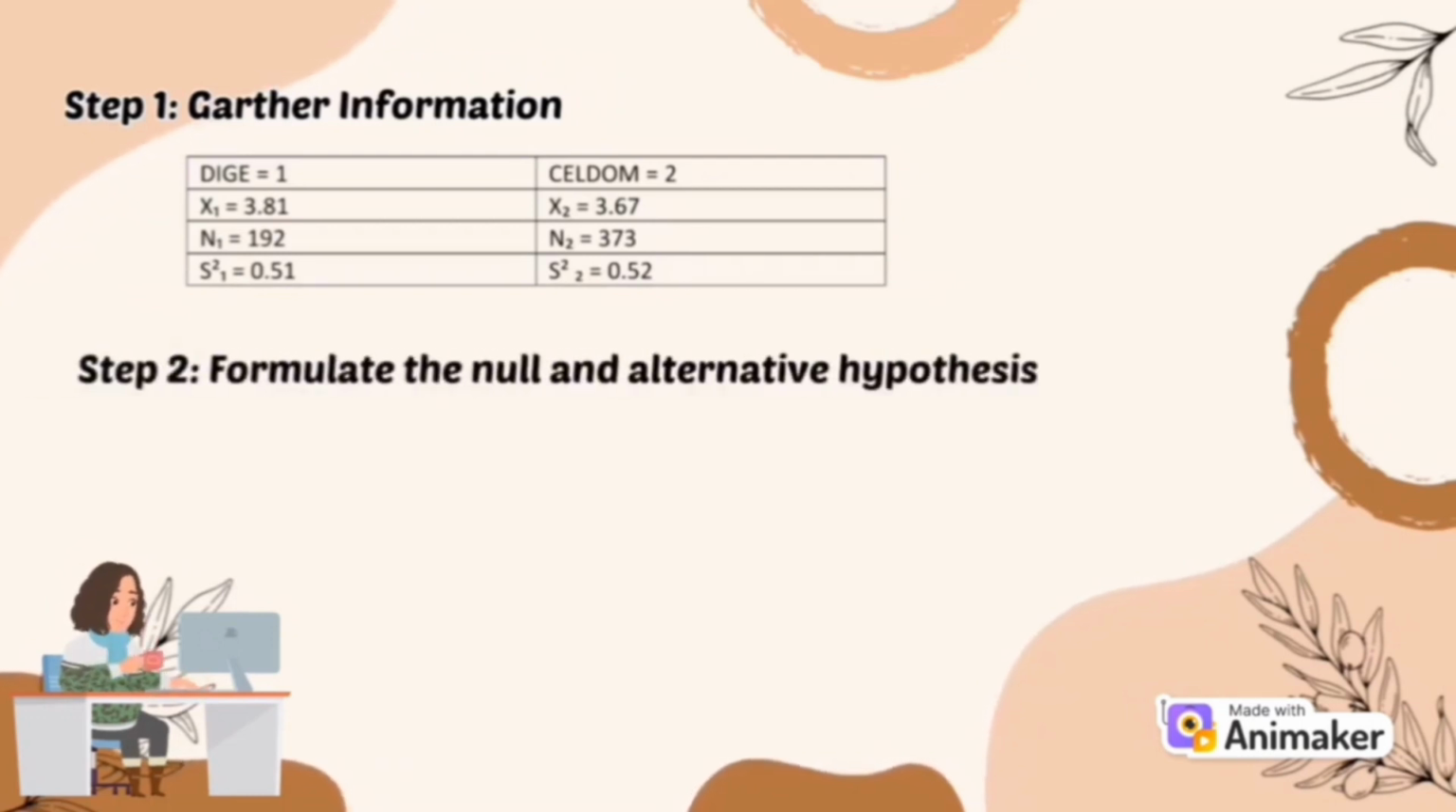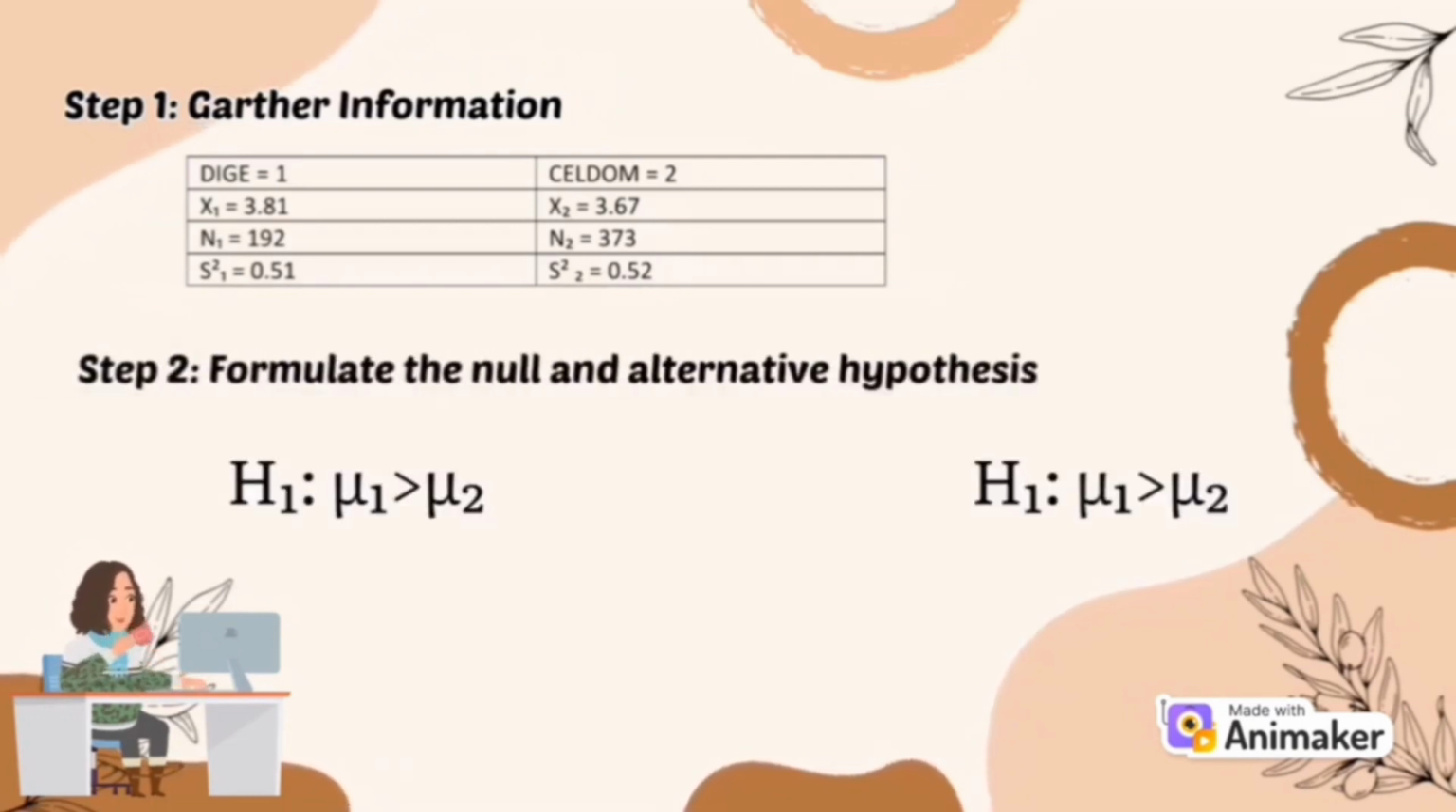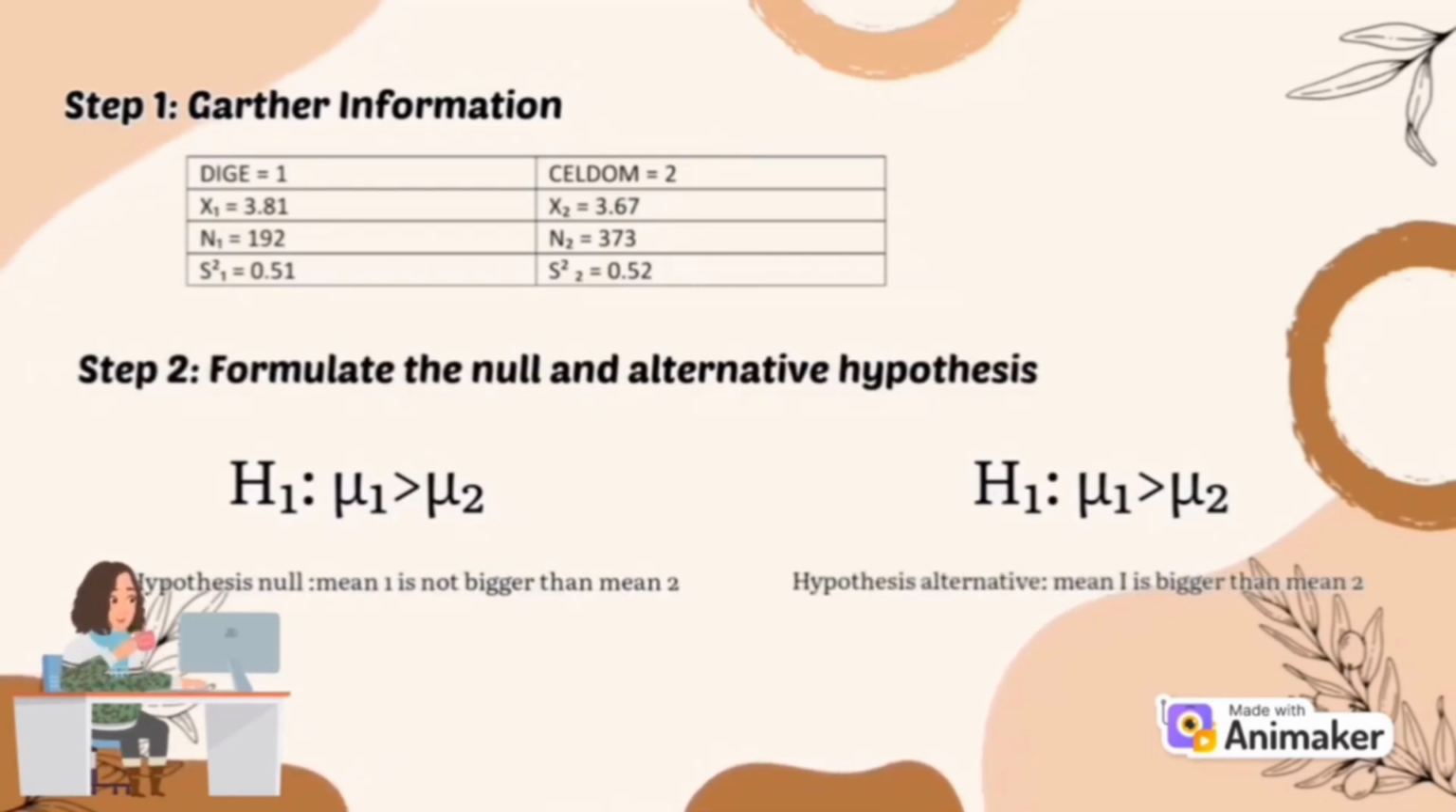Step 2 is to do the hypothesis. So, the null hypothesis: mean 1 is not bigger than mean 2. The alternative hypothesis: mean 1 is bigger than mean 2. So, Digi has a higher mean.